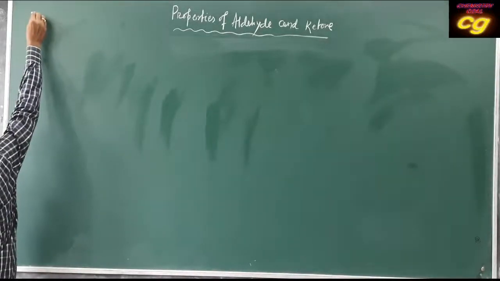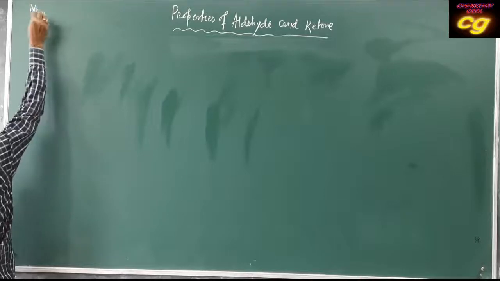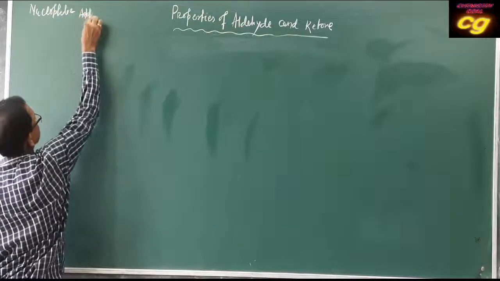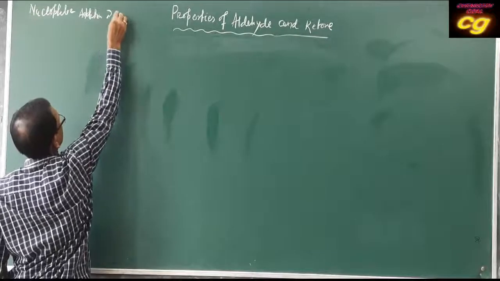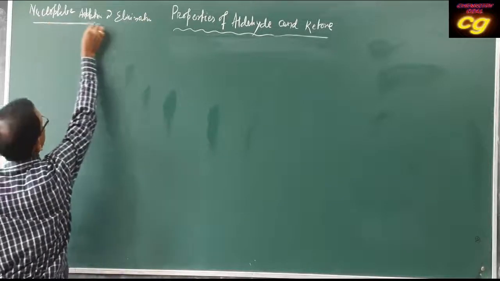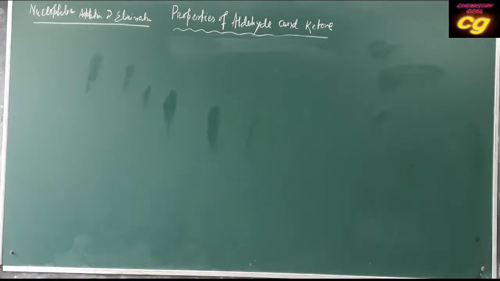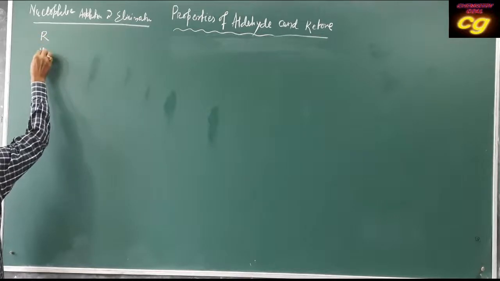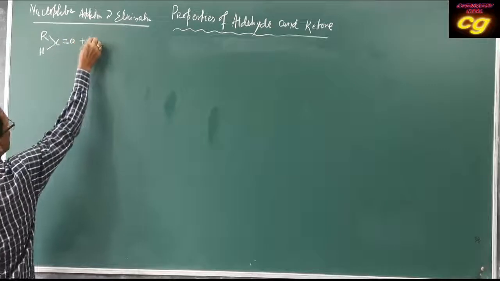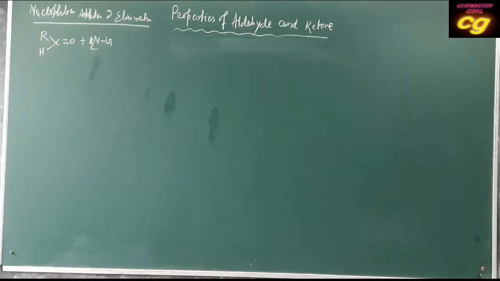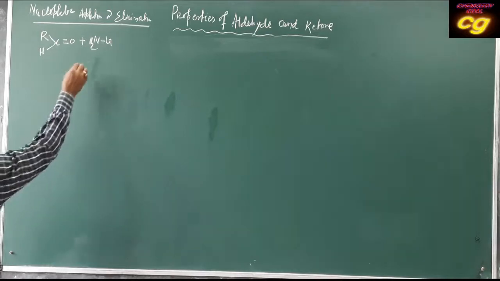The next important reaction is nucleophilic addition and elimination. That means the same aldehydes and ketones first undergo nucleophilic addition, then elimination. For example, this is mainly done by ammonia derivatives. If you take any aldehyde, when it reacts with an ammonia derivative, G-NH2, where G is any group, this is called a derivative of ammonia.